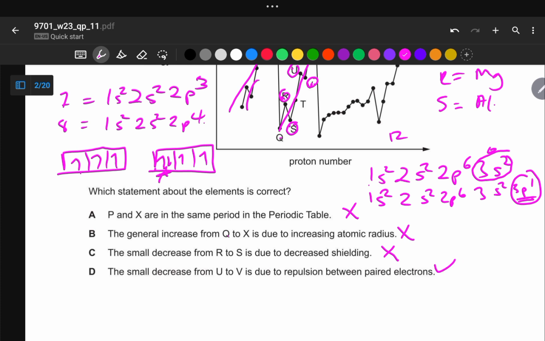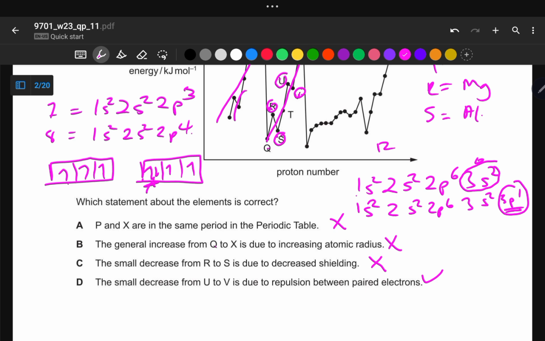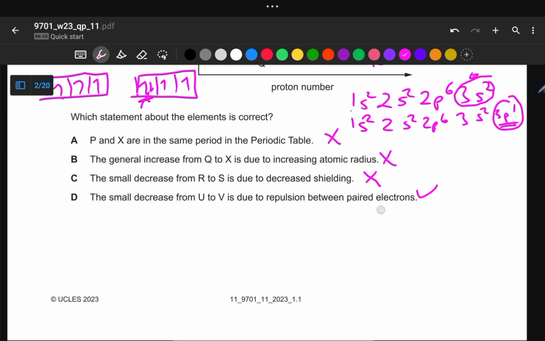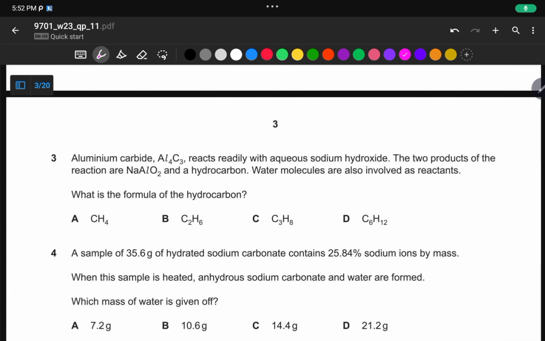So as you can see here, we don't mainly focus on the given question, but we try to explain other related concepts within that given area so that we can broaden our foundation, right? So we are now moving on to number 3. Number 3 says aluminium carbide reacts with aqueous sodium hydroxide, and the two products of the reaction are sodium aluminate and the hydrocarbon, and water molecules are also involved as reactants.